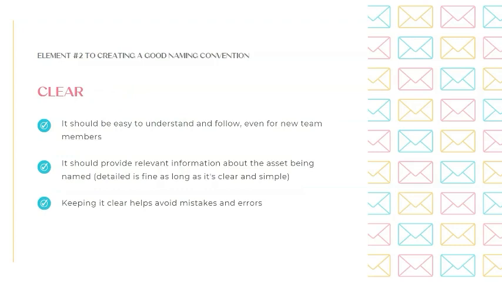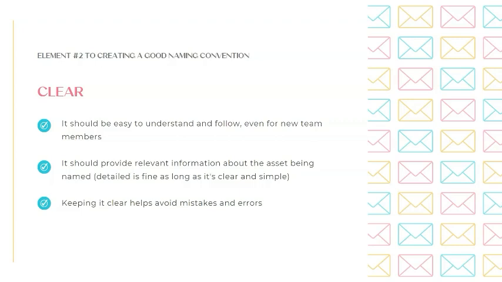The second element is clear. So again, it should be easy to understand and to follow, even for new team members. So not just you, but if you were to assign a team member to go look for something inside of your email marketing platform, or anyone going in there, they should be able to easily see what everything is representing. Everyone should be able to see exactly what something means, what something stands for, what the purpose of it is, all with your naming convention. Again, we have examples. This will all probably start to make more sense once we actually get there, but I wanted to get these out of the way first.